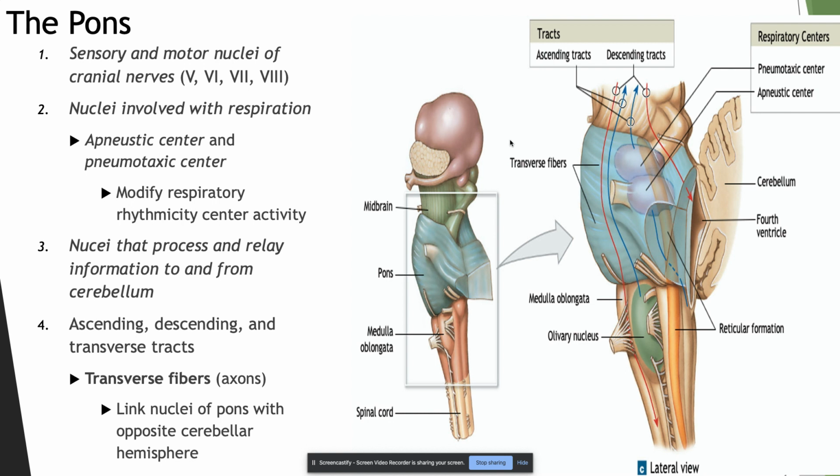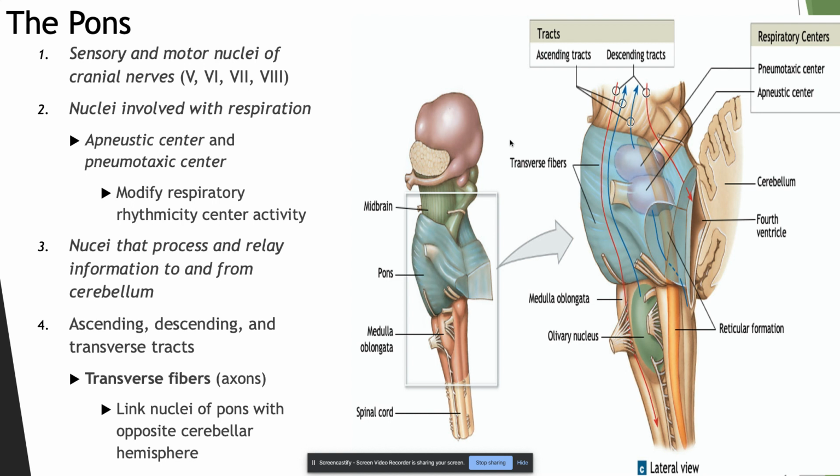So the pons links the cerebellum with the midbrain, the diencephalon, the cerebrum, and the spinal cord. The pons contains four groups of components. You have one, the sensory and motor nuclei of the cranial nerves, and these cranial nerves, 5, 6, 7, and 8, innervate the jaw muscles, the anterior surface of the face, one of the extrinsic eye muscles, which is called the lateral rectus, and the sense organs of the internal ear, or the vestibular and cochlear nuclei.